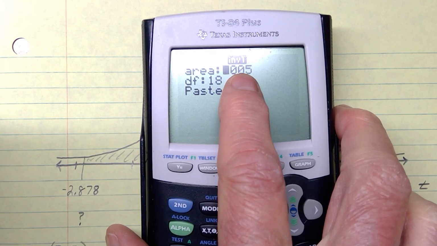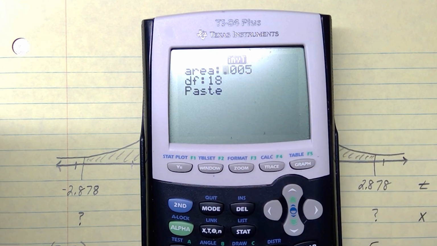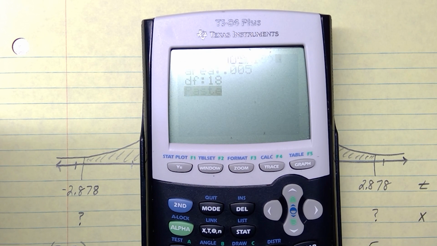If it was 1%, that second number would be a 1. We want a half of 1%, so it's 0.005. How many degrees of freedom? 18, because our smallest group was 19. Take away 1, degrees of freedom is 18. We go ahead and paste that into our window, hit enter one more time.